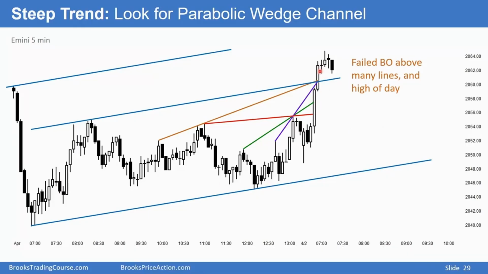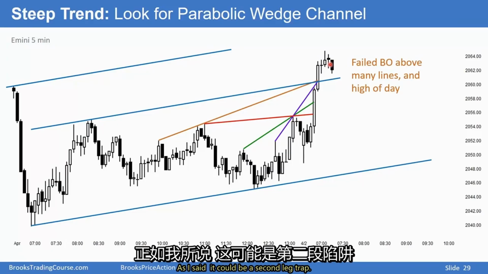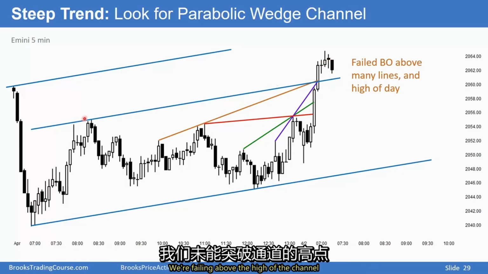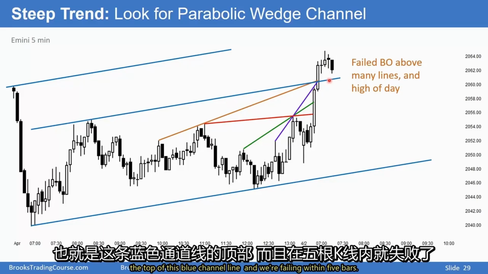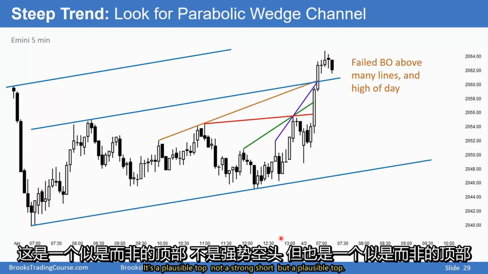We have a micro double top, up and then pause, and then up again and then pause. This might be the end of this move up. As I said, it could be a second leg trap. First leg is this wedge, and then very strong breakout and second leg. We're failing above the high of the channel, the top of this blue channel line, and we're failing within 5 bars. We continued up 3 bars and are reversing down. It's a plausible top, not a strong short, but a possible top.